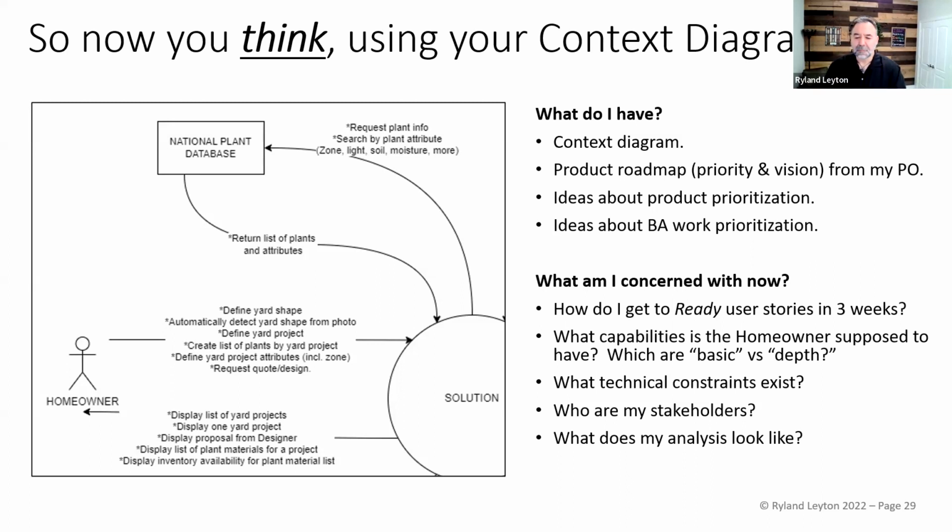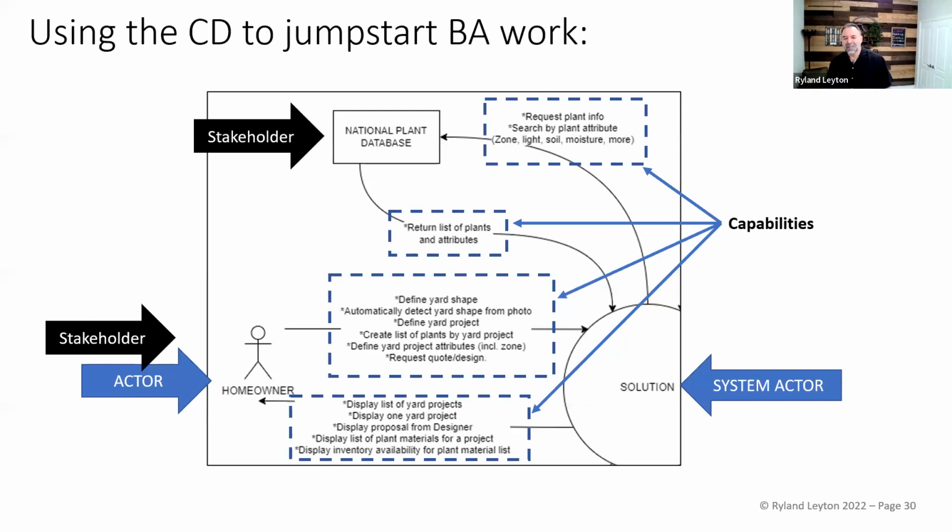So you're working backwards in your own world on that. All right. Who are my stakeholders? What does my analysis look like? Technical constraints, right? Maybe the databases are not available yet, but you're going to fake them. All right. What did I say? Oh, so much of what you need is there. I've got actors. I know my homeowner is one. I need someone who can represent them. They're a stakeholder, right? The system actor being the solution.